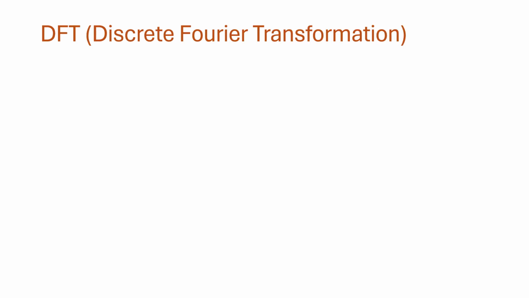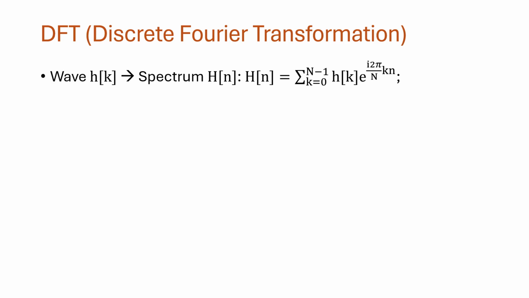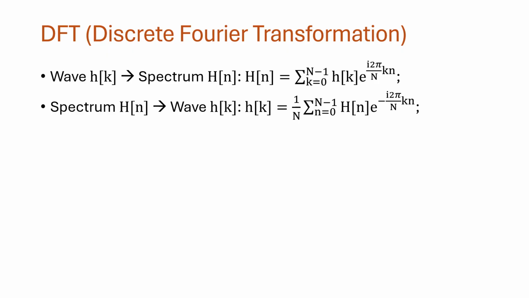The next application is fast Fourier transformation. Before we talk about fast Fourier transformation, we need to have some discussion on the foundation for it, the discrete Fourier transformation. So we have a wave which is small x with index k. We can transfer it to its spectrum using this function, and we can transfer the spectrum back to the wave using this equation.